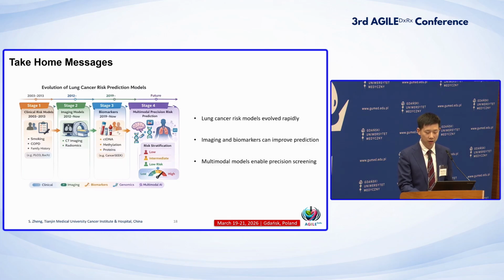So to summarize, lung cancer risk models evolved from clinical-based models to imaging-based models, more recently to biomarker-based models, and to multimodal-based models. And imaging and molecular biomarkers can provide complementary information to further support the accuracy of lung cancer risk prediction. And in the future, multimodal models might enable more precise and personalized screening.